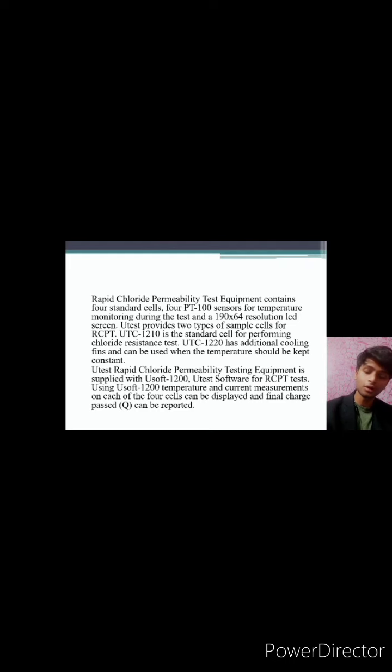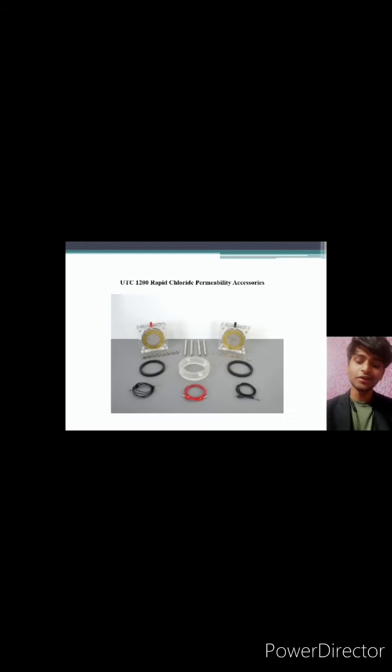If you want to know what the equipment of the permeability test contains, you can check here. It is given below. The UTC 1200 looks like the picture given below. You can see the rapid chloride permeability test equipment here.